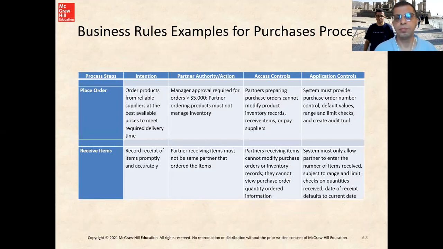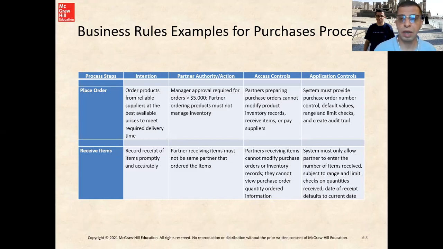Now, these are some examples for purchase process. So when we do place an order, what will happen? We are the customers. What's in our intention? Our intention is to order product from reliable suppliers at the best available price to meet required delivery time.